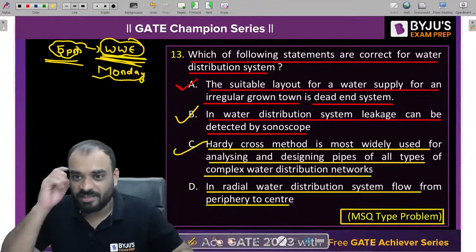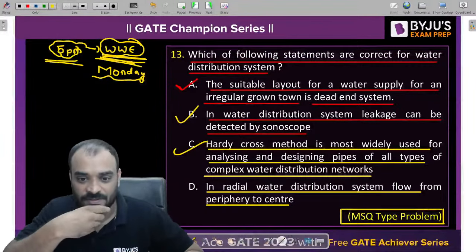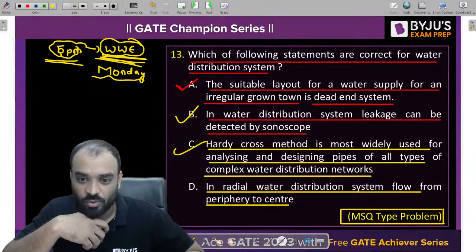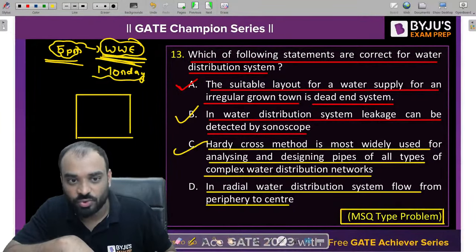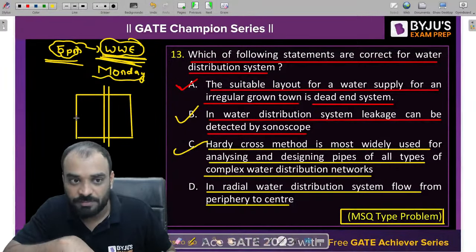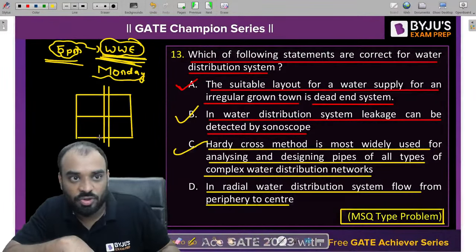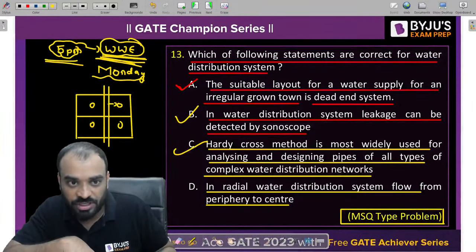Guys, what happens in the case of a radial distribution system? Let me explain how it looks. In a radial system, we are trying to divide the zone. This is our main pipe. Using this main pipe, we put some distribution tanks, overhead tanks, where we supply our water like this. And this tank distributes the water to the zone which we have divided.